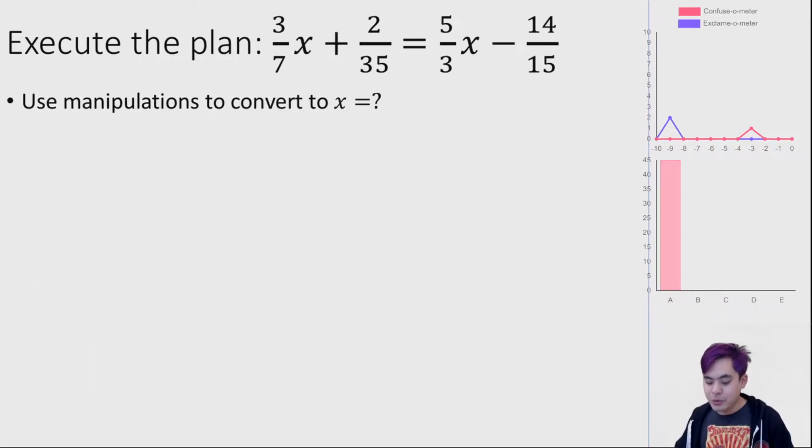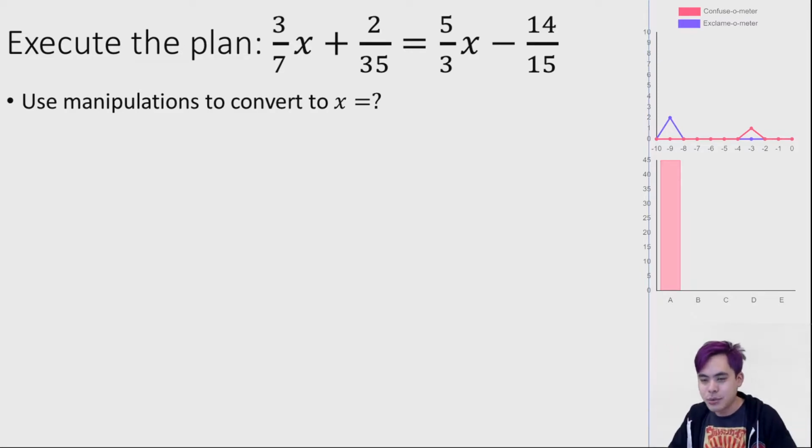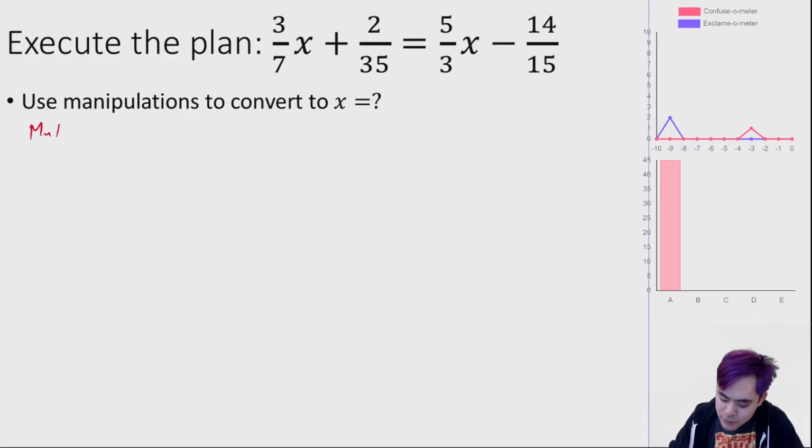So, how do we execute this plan? That was only a high-level plan: use these manipulations to convert to x is equal to. There are a bunch of steps that you can do. I think I saw somewhere in chat, someone suggested that you start by multiplying by 35. Often it's easier to start by multiplying by the biggest number. If you multiply by the smallest numbers, you will still eventually get there. But let's start that way. So let's multiply everything by 35.